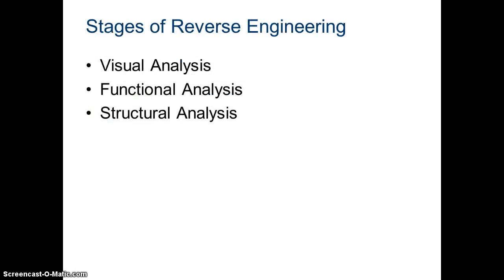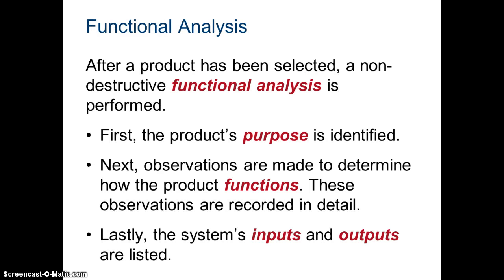There are three stages of reverse engineering: visual analysis, function analysis, and structural analysis. We will get into all three of those, and all the documentation will be recorded in your notebooks as we progress through the whole unit. So first, function analysis. After a product has been selected, a non-destructive function analysis is performed. First, the product's purpose is identified. Next, observations are made to determine how the product functions. These observations are recorded in detail. And lastly, the system's inputs and outputs are listed.